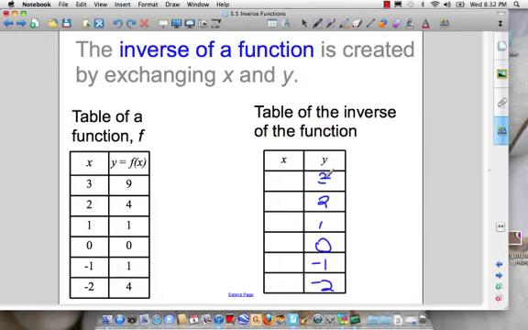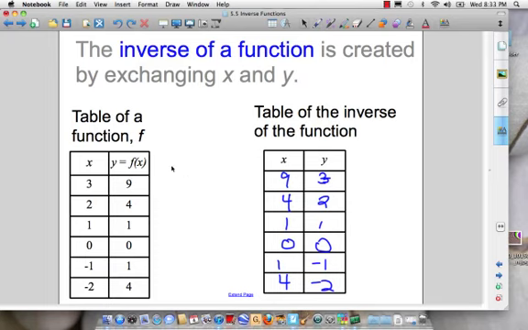Let me clean that up a little. Okay, and then I'm going to take these y numbers, 9, 4, 1, and so on, and put them in the x column. So 9, 4, 1, 0, 1, and 4. So this table represents the inverse of the function f.